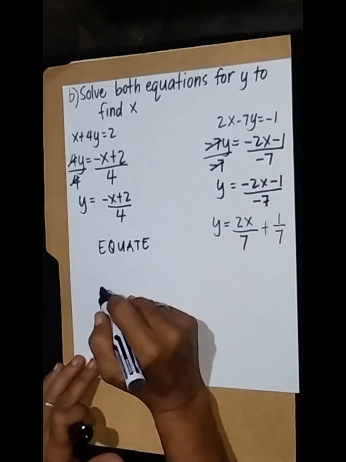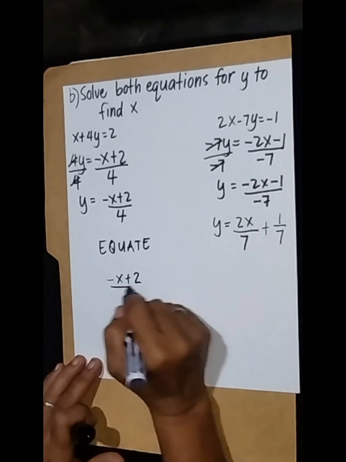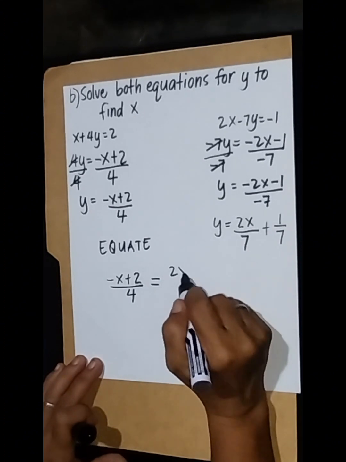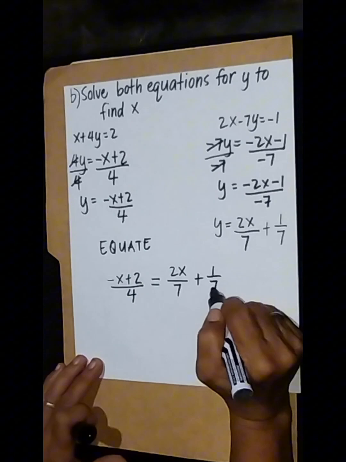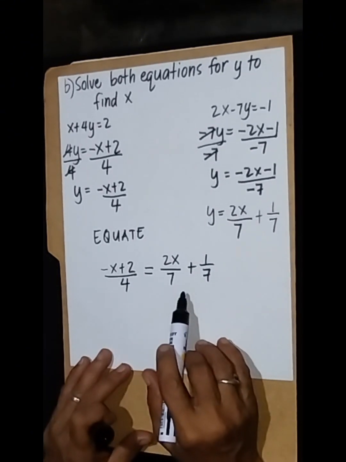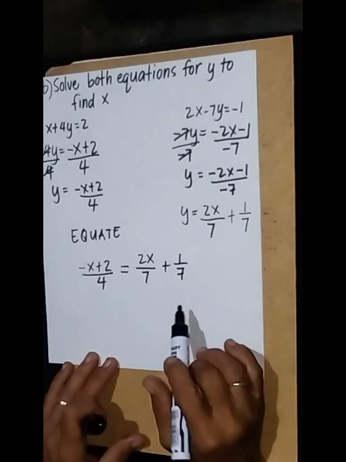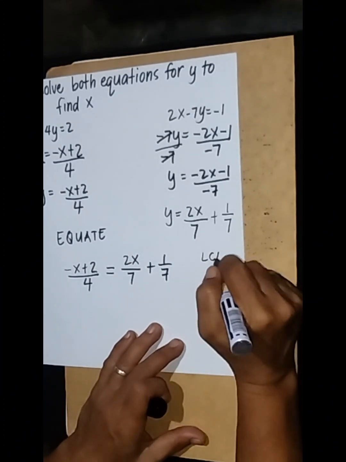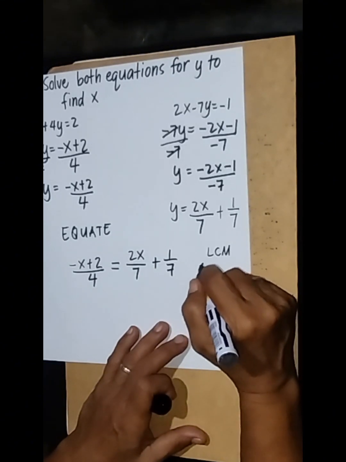So, y is equal to negative x plus 2 over 4 equals 2x over 7 plus 1 over 7. Since we have fractions, we need to get the LCD of these denominators. So, for our denominators, we have to get the LCM, or the least common multiple, of 4 and 7.